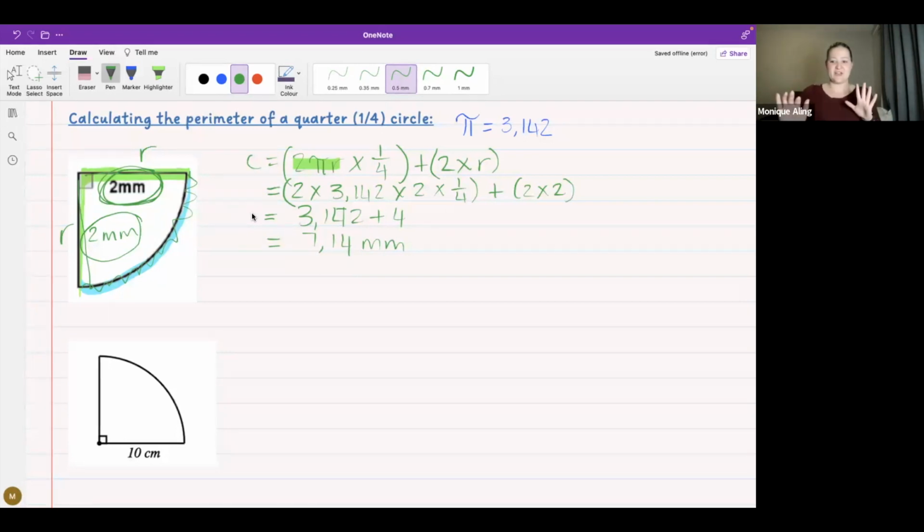Okay, so any questions? Can we try question 2 now? So remember, we're working out the perimeter or the circumference of a quarter circle. So we have to adjust our formula. We use our usual circumference formula, and we times by the size of the circle we're looking at. So we're looking at a quarter circle. And then we have 2 flat sides, and they are called the radius. There's 2 of them. So I say radius times 2, or you can just add radius plus radius.